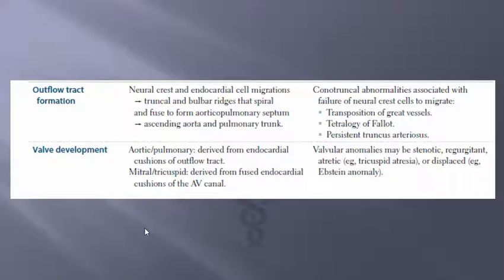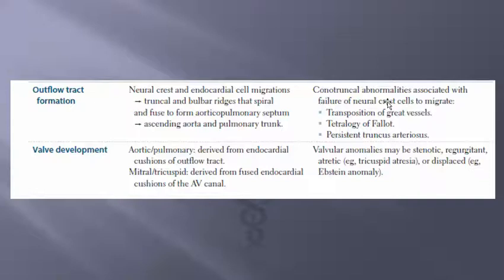Conotruncal abnormalities can be caused by failure of the neural crest. Again, if they don't create this aorticopulmonary septum, you might have transposition of the great vessels, tetralogy of Fallot, and persistent truncus arteriosus. Again, that's the cause of it. So on the exam, they might say there's a persistent truncus arteriosus. What's the common cause? You might see conotruncal abnormalities associated with the failure of your neural crest cells to migrate. That's what you're looking for in the test.